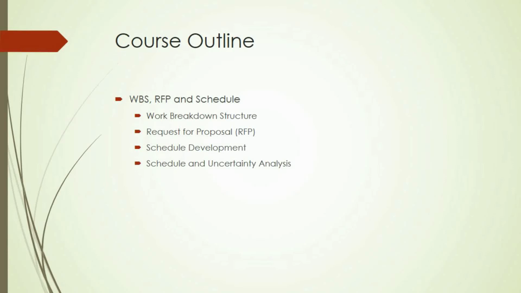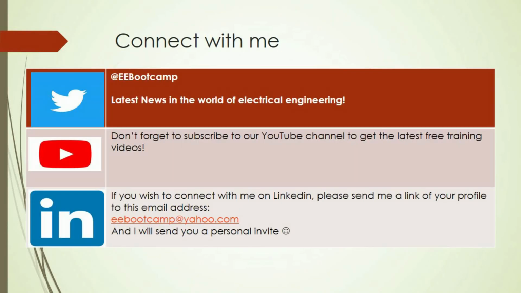So first, you will look at the work breakdown structure. Then you will look at what is a request for proposal. You will also look at schedule development as well as how to do uncertainty analysis. And this basically concludes the entire course for power engineering project estimation using compatible units. And this basically sums up what is contained in this online course.